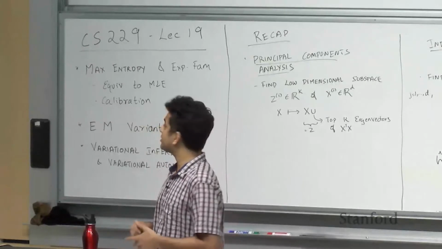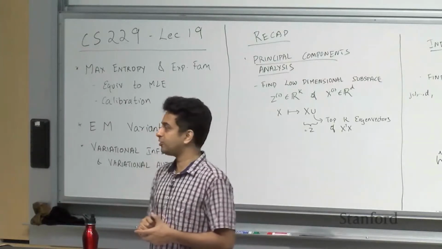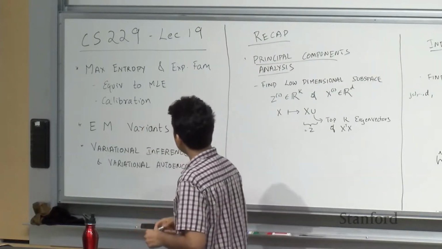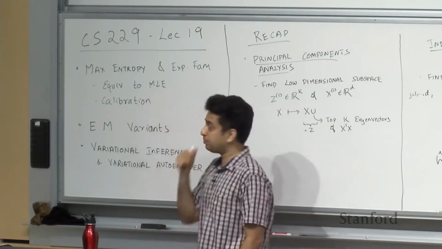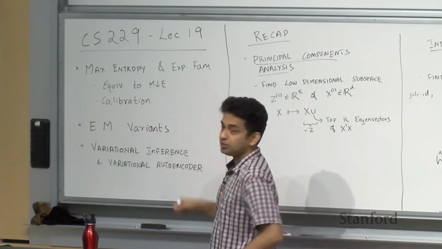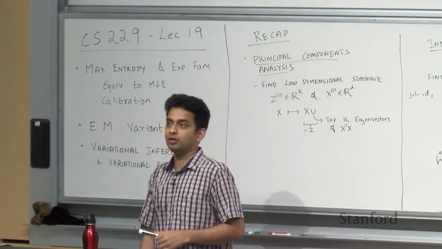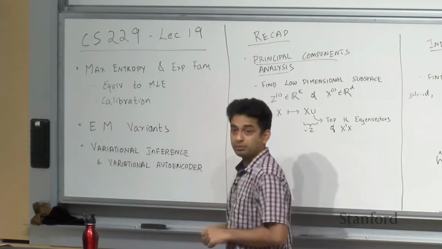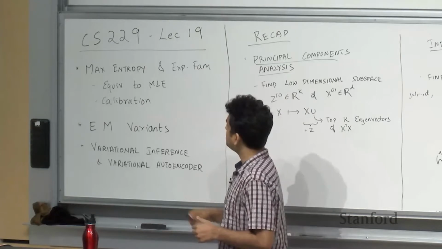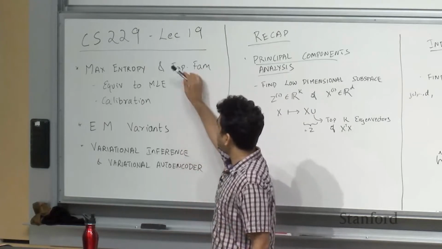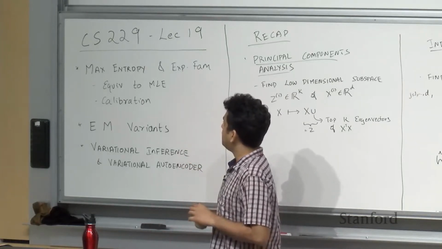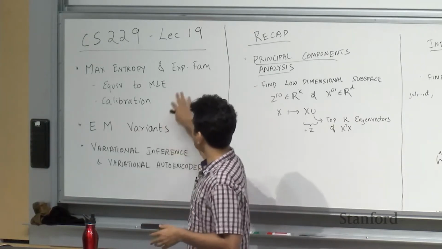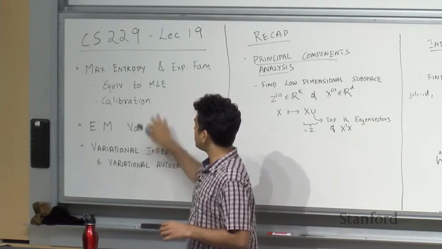So today we're going to start lecture 19 of CS229, and the topics for today, we're going to talk about the maximum entropy principle and how the exponential family distributions that we saw earlier in the course can be derived from the maximum entropy principle, and we will show under what conditions maximizing entropy is equal to maximizing the likelihood, MLE. And also this will kind of lead us into some interesting topics such as calibration.